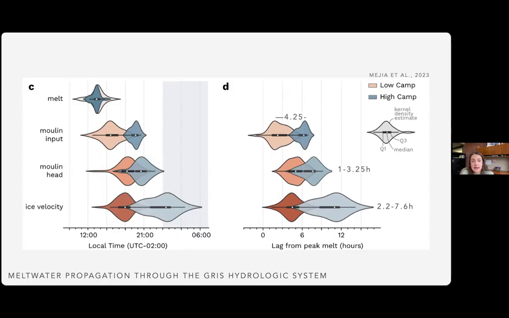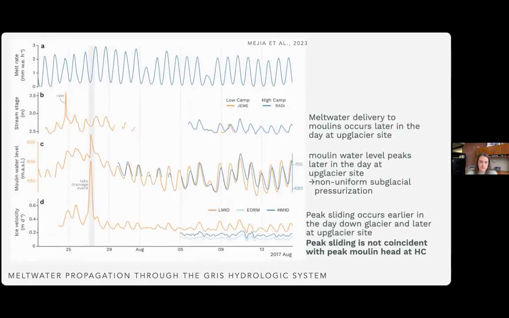However, at our high camp site, we see a significant lag between the timing of peak moulin head and the timing of peak ice velocity. That is not just accounted for by those supraglacial meltwater routing delays. Ultimately, we have a difference in the timing of peak sliding of 2.2 to 7.6 hours between our two sites. So peak sliding is occurring much later in the day at our upglacier site. Okay, so that was kind of a synthesis of all the data.